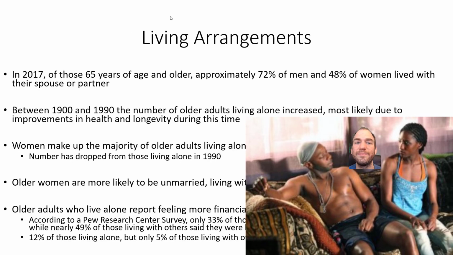in late adulthood. Now, one interesting phenomenon I want to talk about is living arrangements. In 2017, of those 65 years of age and older, approximately 72% of men and 48% of women lived with their spouse or partner. Between 1900 and 1990, the number of older adults living alone increased, most likely due to improvements in health and longevity during this time. Women make up the majority of older adults living alone in the US. The number has dropped from those living alone in 1990. Older women are more likely to be unmarried, living with children, with other relatives or non-relatives.